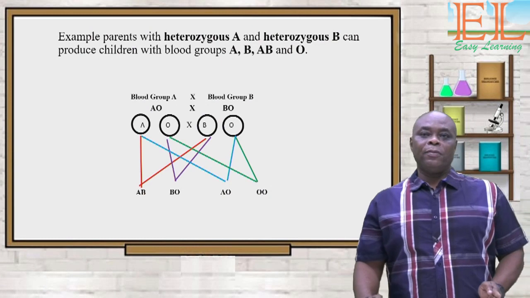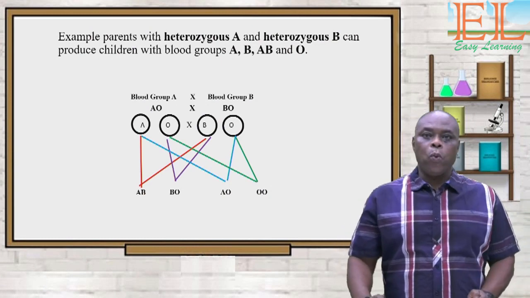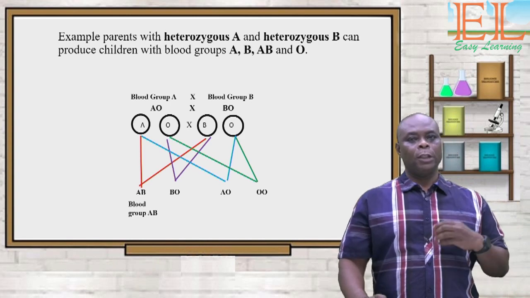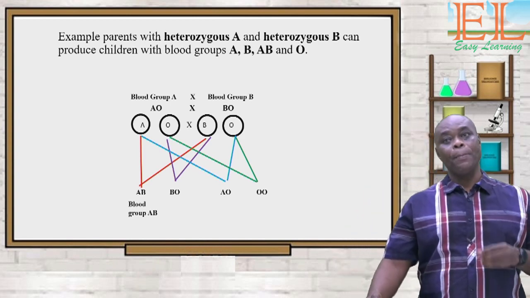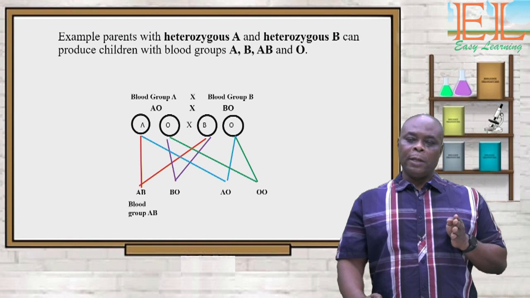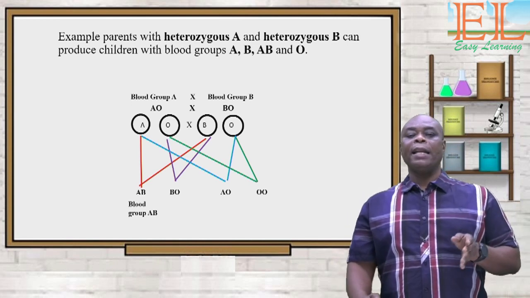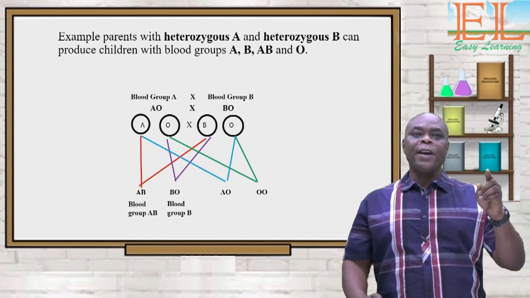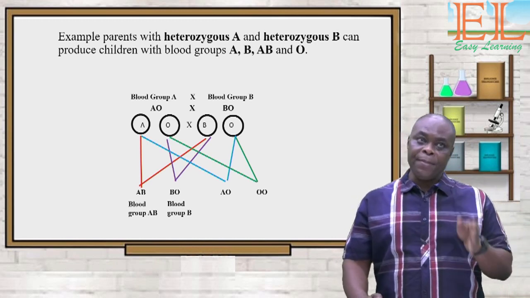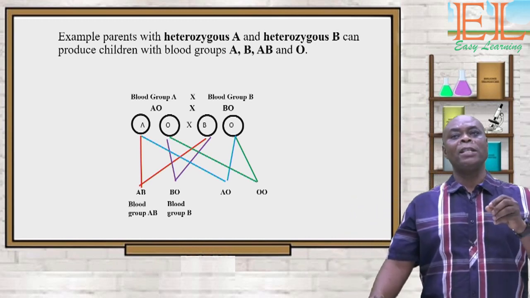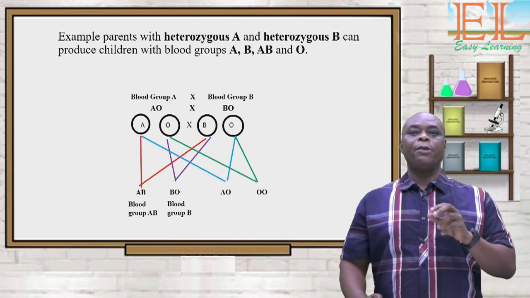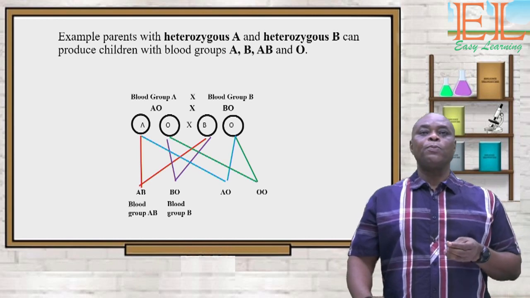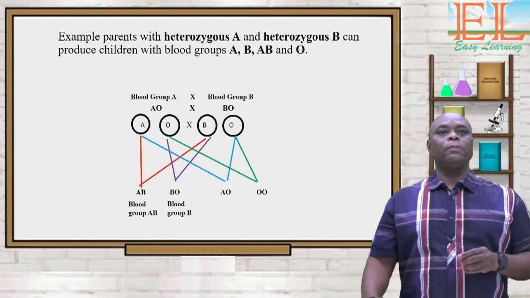First, we have genotype AB, where the child's blood group will be AB. Second, we have genotype BO. The B is dominant over the O. We realize that O came first before the B, but I wrote the B first because B is dominant over O. That is the reason why the B came first. So this child's blood group will be B.